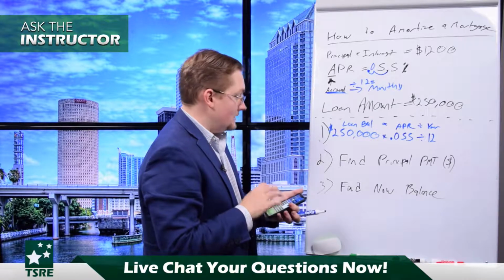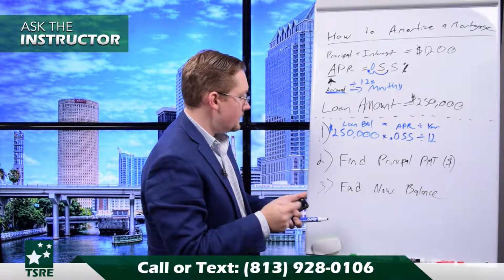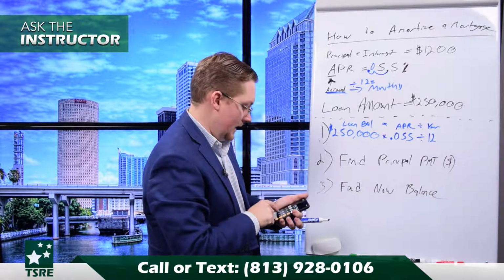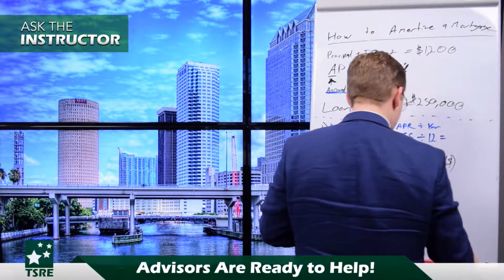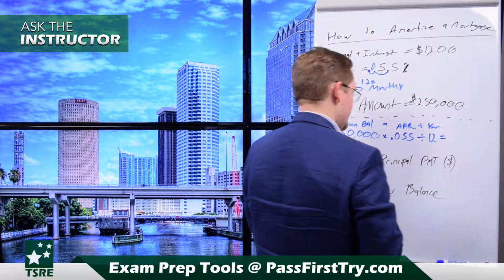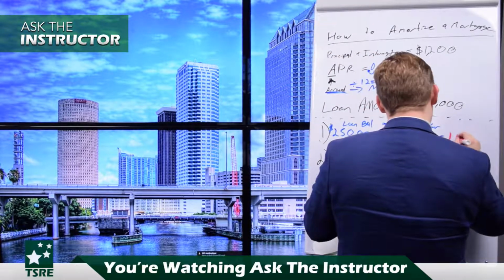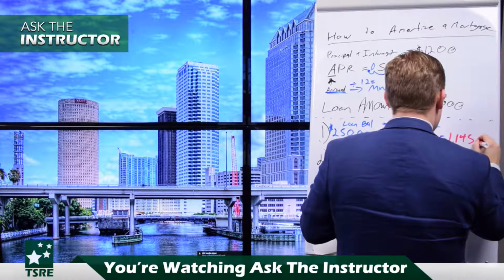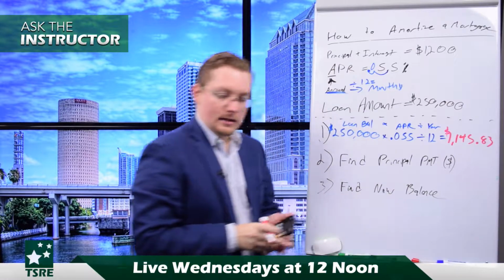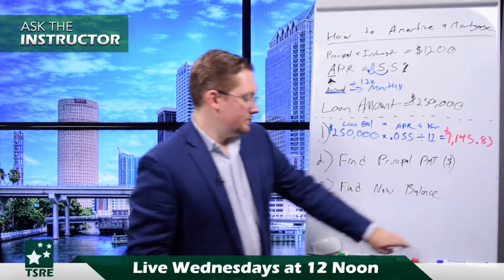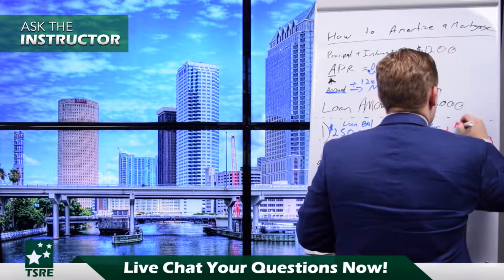And when we do just that, 250,000 times 0.055 divided by 12, we end up with, and let's do this one in red because interest, remember, is red here, $1,145 and about 83 cents. We could round to dollars and cents here because we're dealing with dollars and cents. So $1,145.83. That's our interest portion for month one. That's our month one interest.